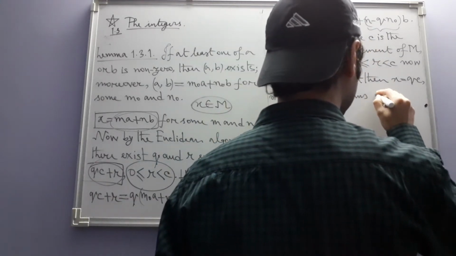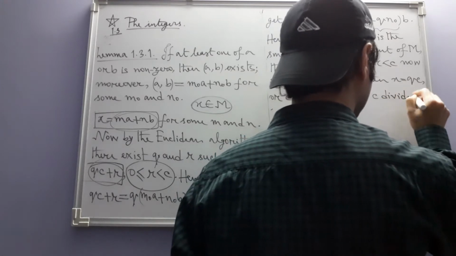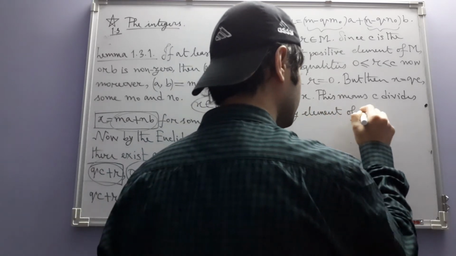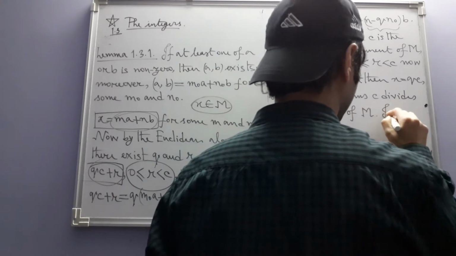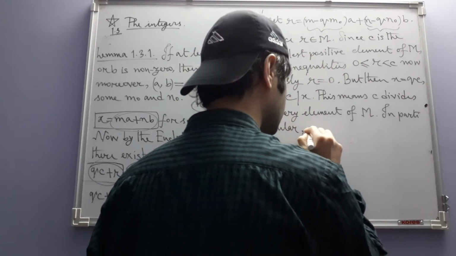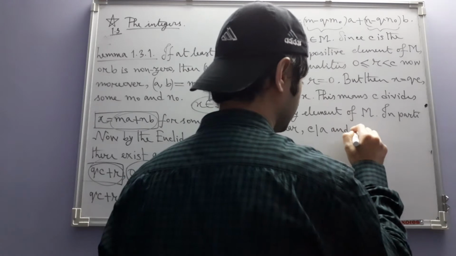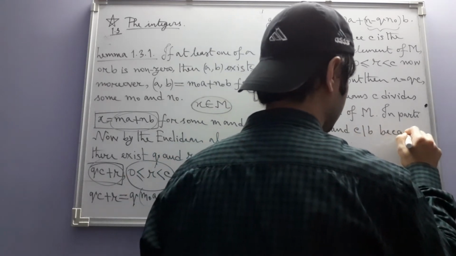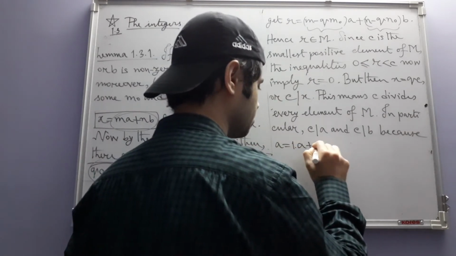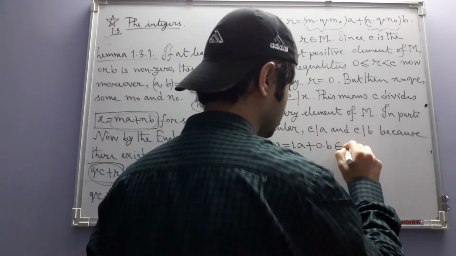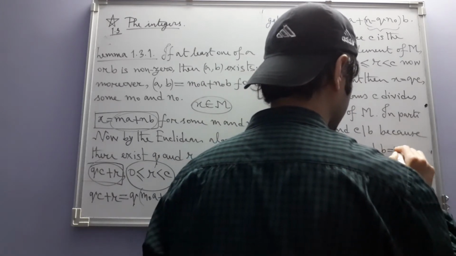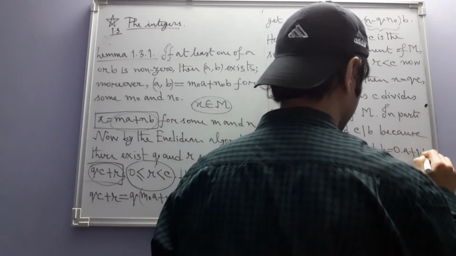This means C divides every element of M. In particular, C divides A and C divides B, because A belongs to M. Why? Because A can be written in this form. And B also belongs to M because B can be written in this form: 0 times A plus 1 times B.